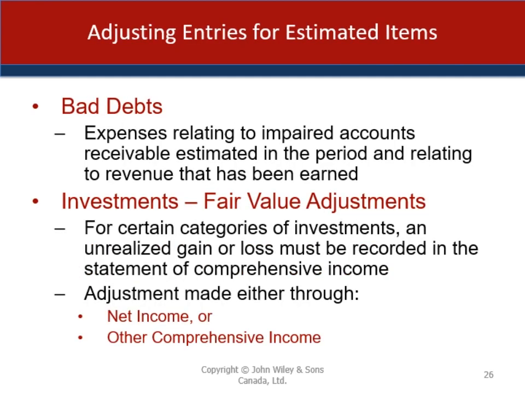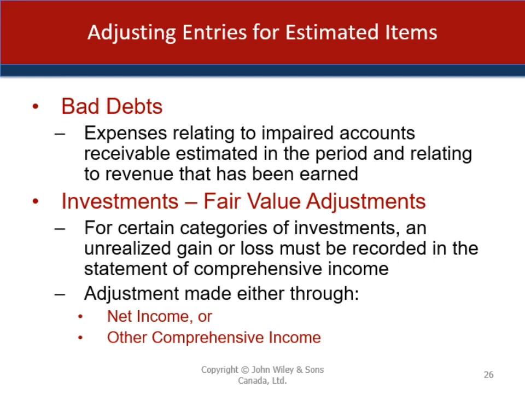Bad debts, we'll talk about a little bit later in the sales and accounts receivable sections of the course. But essentially, bad debts are expenses relating to unpaid accounts. So they're accounts receivable where we don't think we're going to get paid the entire amount. And so that needs to be matched to the period in which we made the revenue, in which we made the sale. So the sale would be offset by bad debts for that account not getting paid.